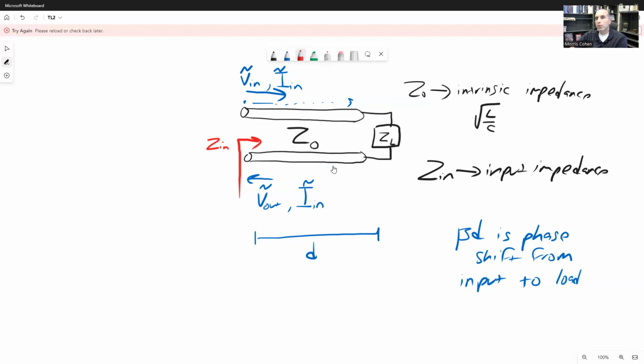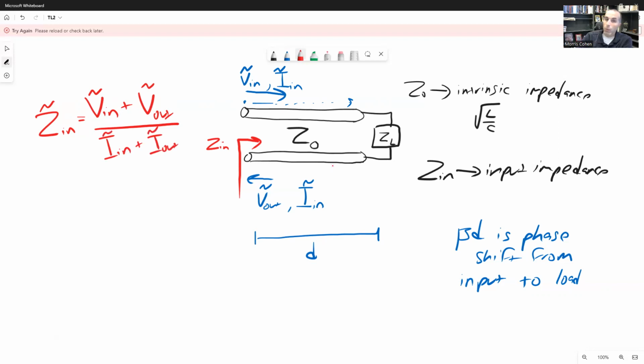And so Zin, in order to sort of correctly calculate the apparent input impedance, we sort of have to add up what goes in and what comes out in the following way. So the definition of Zin will be the following. It will be V in plus V out as phasors divided by I in plus I out, also as phasors. And in this case, we know how V in is going to relate to I in because the transmission line impedance does define that for us. Right?